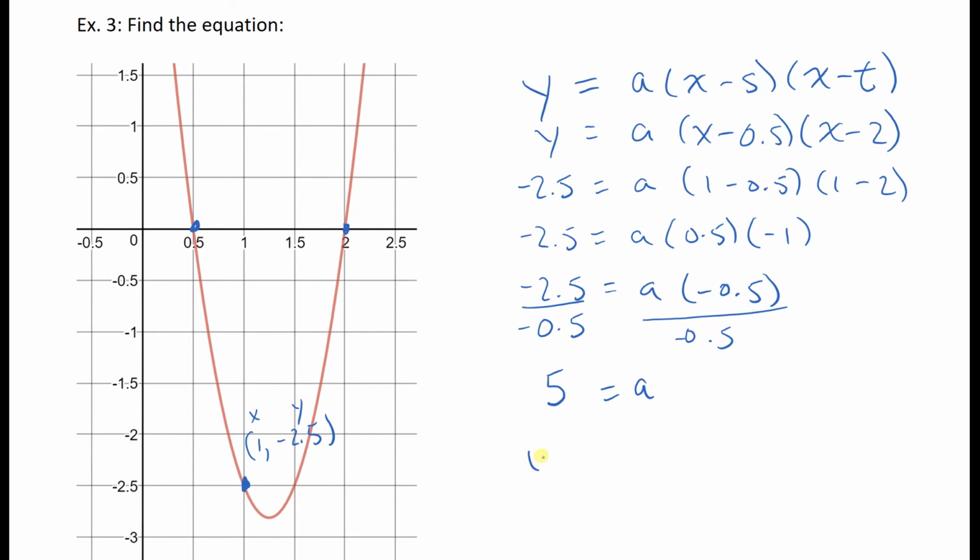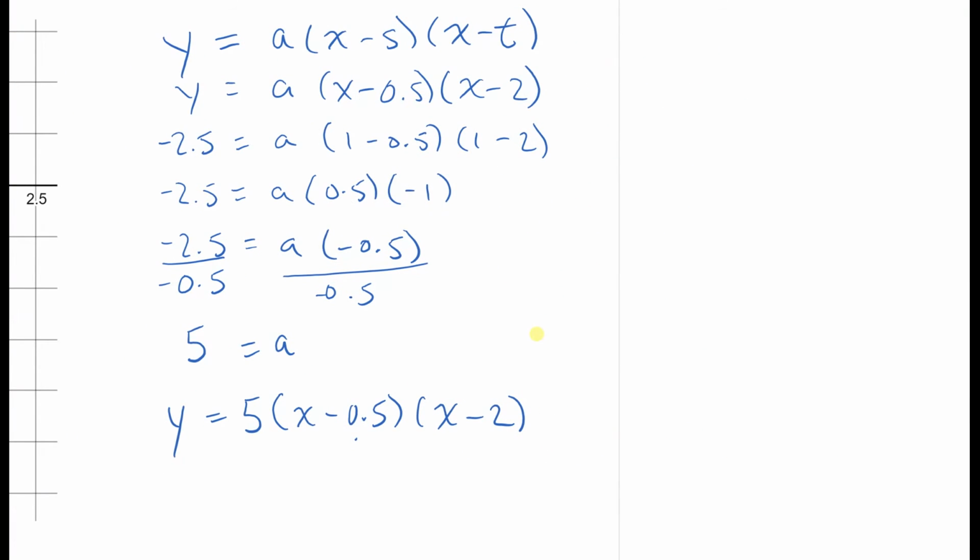Now we can write the equation. y is equal to, a is equal to 5. And let's put our x-intercepts back in. Now there's a little trick here. Usually when it's a fractional value for the x-intercept, we rewrite that factor. So right now it has x minus 0.5.